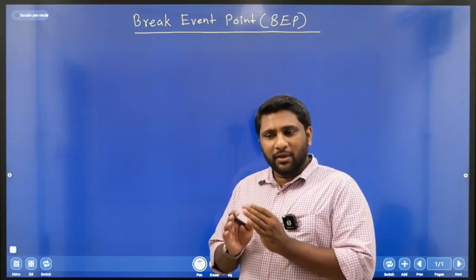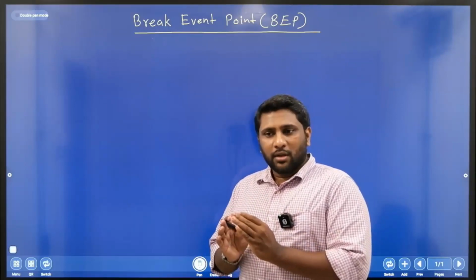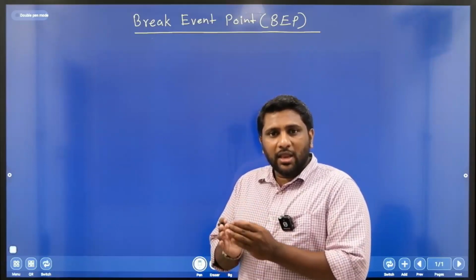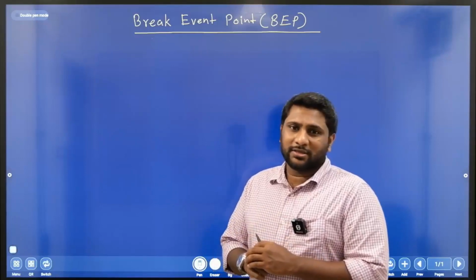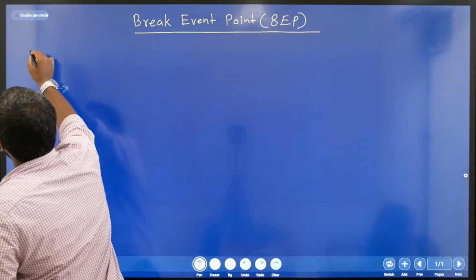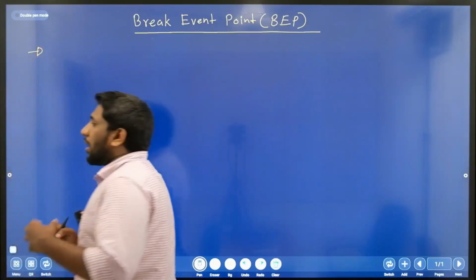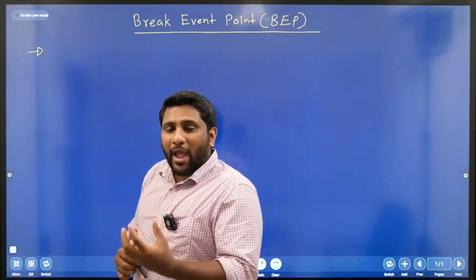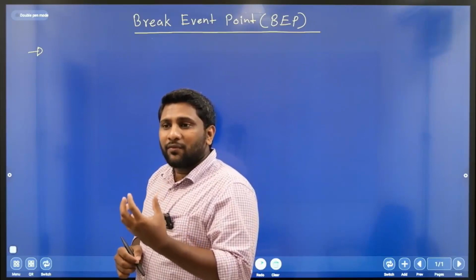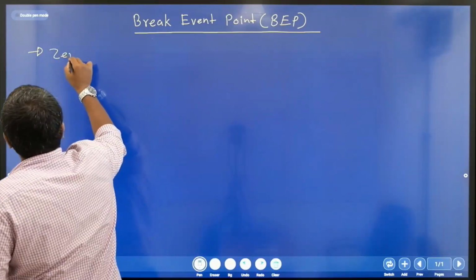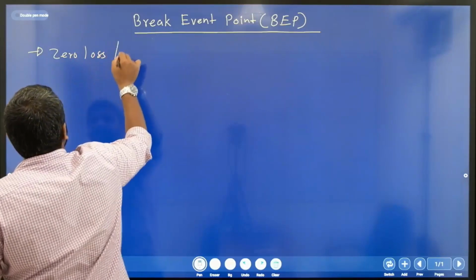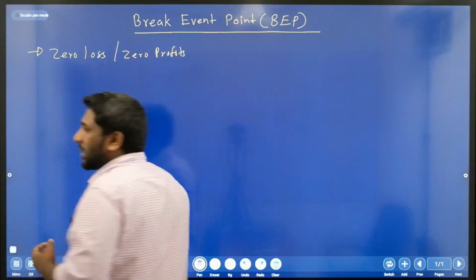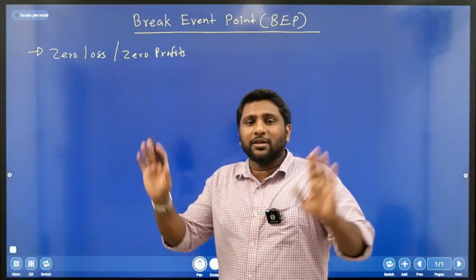So in break-even point, what are we trying to find out? How many units I should sell, how much sales I should generate in order not to make any losses. What are we trying to understand? How many units I should sell or how much sales I should generate. In other words, at what point my company will make zero loss, in other words zero profits. So this is what break-even point simply is. You have to make no losses.